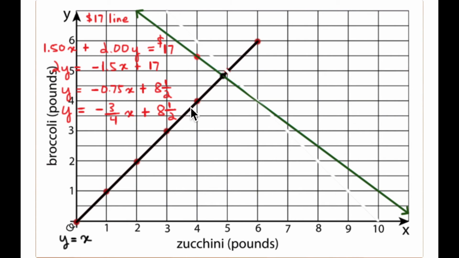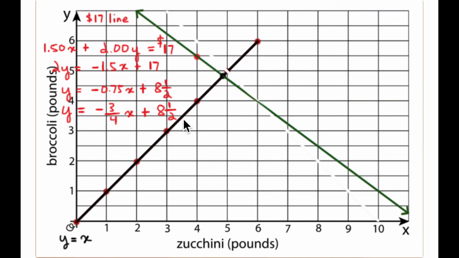So let's figure out where that is, where you purchase the same number of pounds of broccoli and the same number of pounds of zucchini. What is that value? And at the same time, it's equal to $17. Well, it's almost 5 pounds, a little bit less than 5 pounds of zucchini, and the same as a little bit less than 5 pounds of broccoli. So how do you figure out exactly what that is?